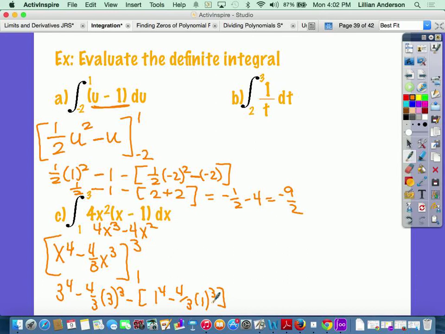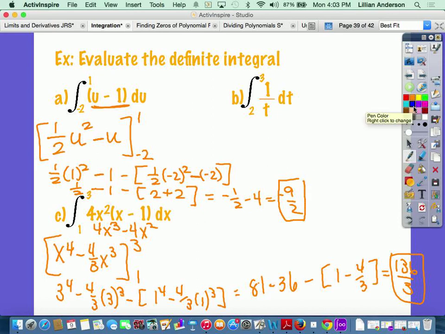Okay? Now it's just algebra. 3 to the 4th is 81. 4/3 times 3 cubed is 36, so I'm going to minus 36. Minus 1 to the 4th is 1, minus 4/3. So after I do my math, again, all these can be done without a calculator because they're pretty simple fractions. You should get 136/3 for your final answer. And again, these numbers represent the area underneath the curve.